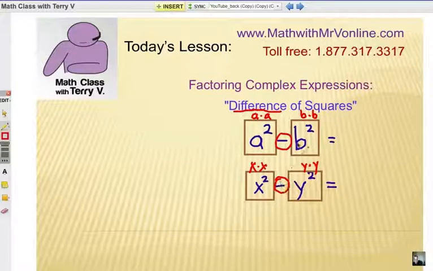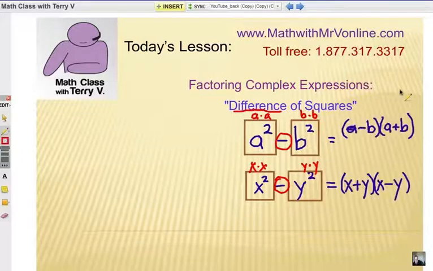Alright, so how do you factor something like that? It simply becomes a plus minus pattern. In this case, we do a minus b, a plus b, and x plus y, x minus y. The pluses and minuses don't have to be in this order. Now how does that work? You only have two terms here, and you end up having two binomials being multiplied.